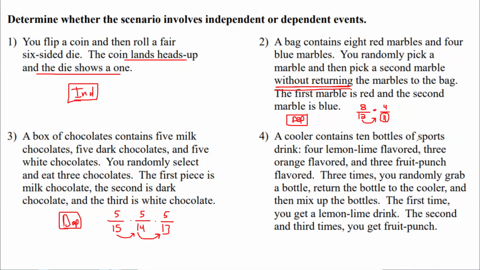A cooler contains 10 bottles of sports drinks: 4 lemon lime, 3 orange, and 3 fruit punch. 3 times you randomly grab a bottle, and then you return the bottle to the cooler and mix them up. So since you are returning the bottles and then picking a new one after you return them, this is independent because the probabilities are going back to normal because you're returning them. You're replacing them.